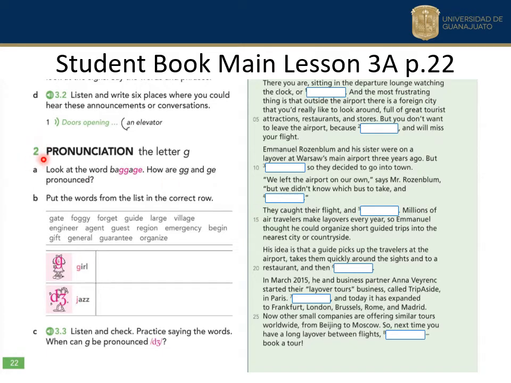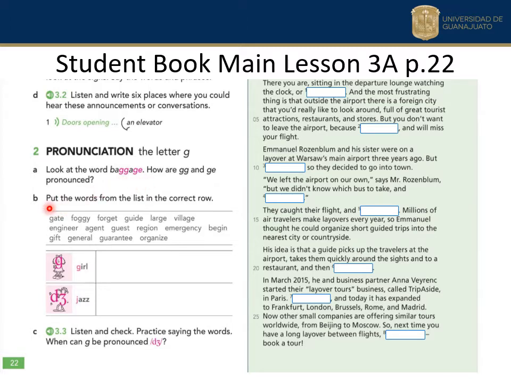And this is number 2. It's the pronunciation of the letter G. This letter has two sounds, like in this word, baggage. First, we have the G. Aquí como está la doble G, suena como en la palabra gato en español. Y la segunda suena como Y. Ok, ese sería el otro sonido de la G.